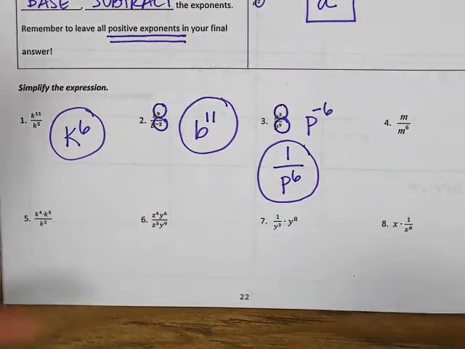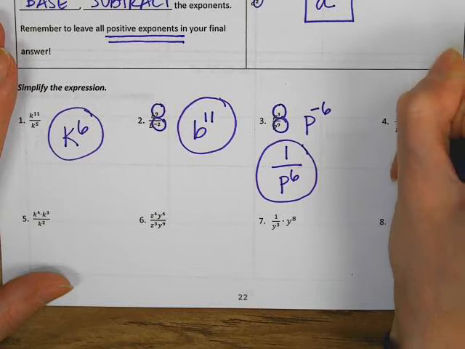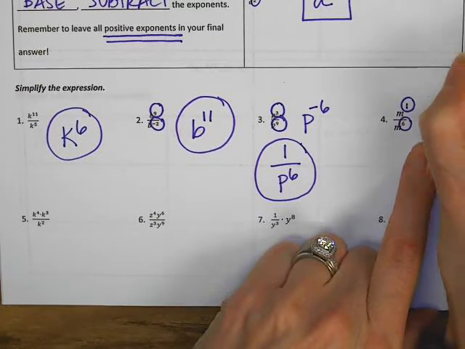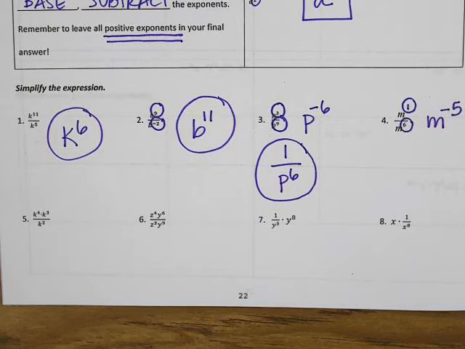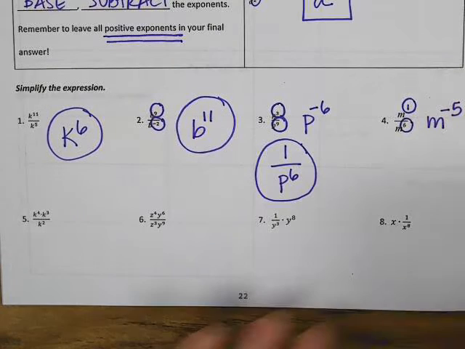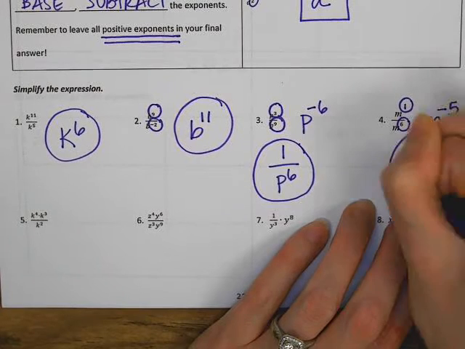And then number 4, there's a secret 1. So 1 minus 6 is negative 5. So this is m to the negative 5. But if your exponent's negative, drop it like it's hot, and it's 1 over m to the positive 5.